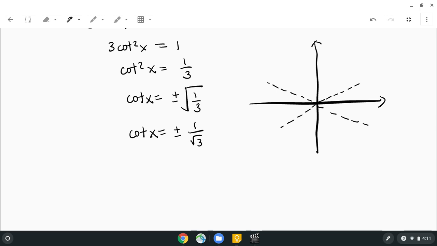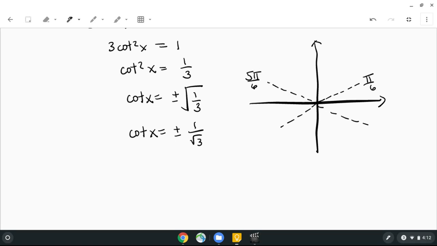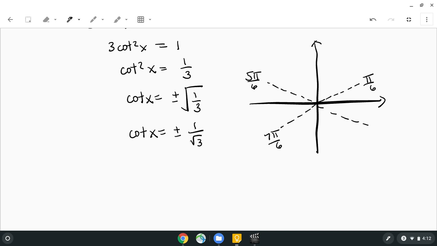That have reference angle pi over 6. So we'll take this one, which is pi over 6, okay? And we will take this one over here, which is just short of 6 over 6, so 5 pi over 6. And this one over here is just one beyond 6 over 6, so that's 7 pi over 6. And this one over here is one short of 12 pi over 6. So that is 11 pi over 6. Okay, so we want all of these angles.